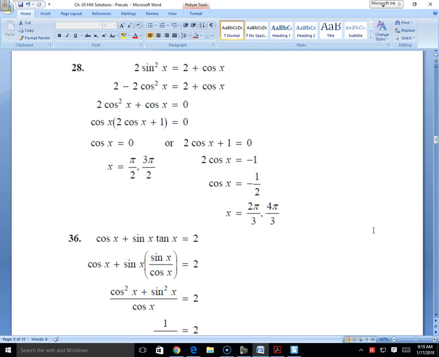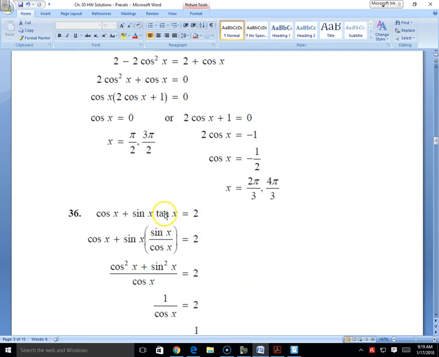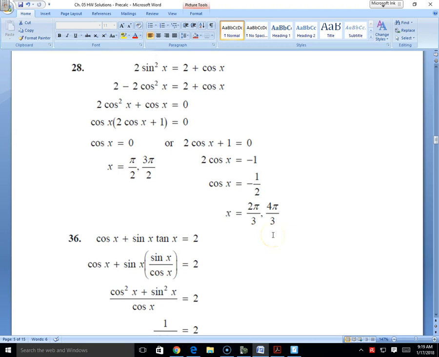Now we're down to number 36, which is Jackie's question. Did anybody in here figure out tangent could become sine over cosine? That's what I would have done. But when you have tangent to sine over cosine, then sine squared over cosine. Wait, how did they get this? Remember, they do a lot of steps at once. Okay, then pause. Hold on.